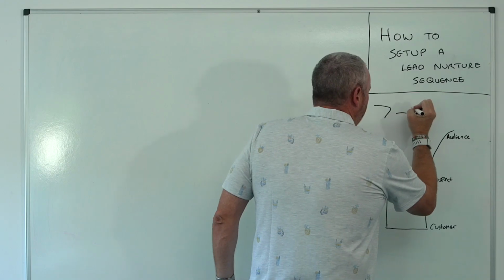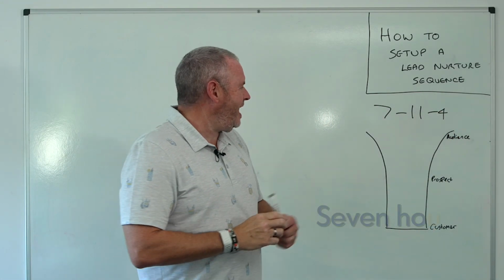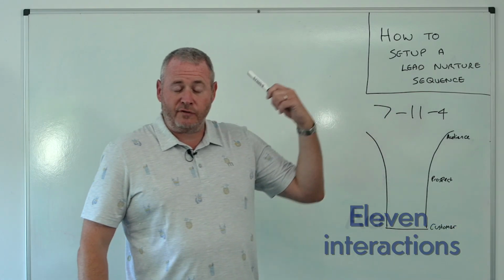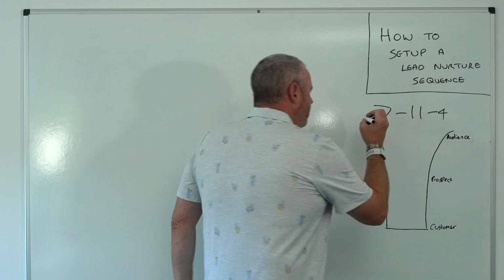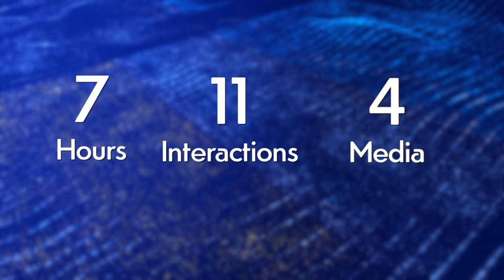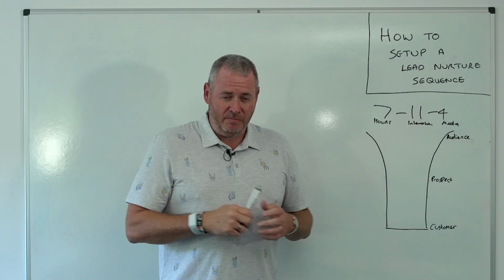There was a study done a number of years ago by Google, and they showed that you need 7 hours of content across 11 interactions across 4 different media for someone to trust you to want to do business with you. Now, that's why a lot of people want to do face-to-face engagements, because you can build up a lot of that 7 hours of time. But if you think about the 7 hours of time across 11 interactions across 4 different media, it's really difficult to do that face-to-face or as a human being.